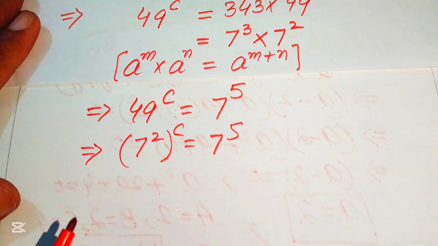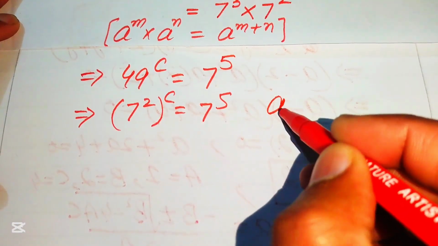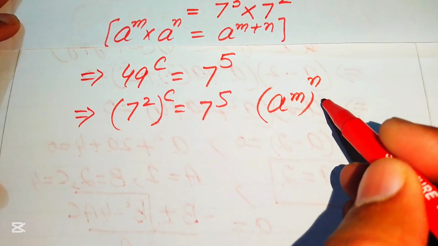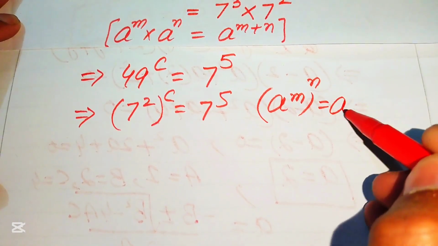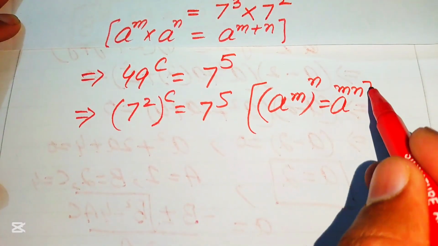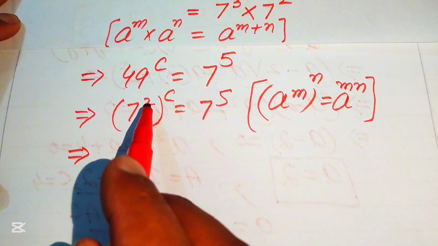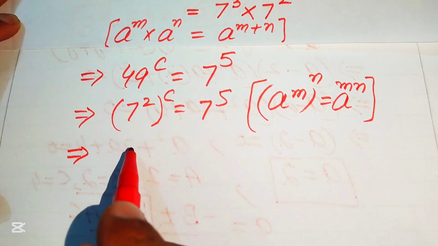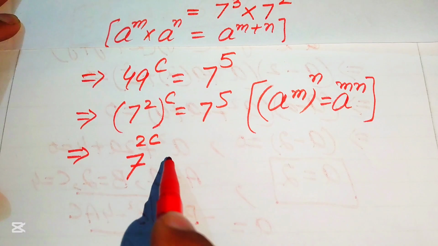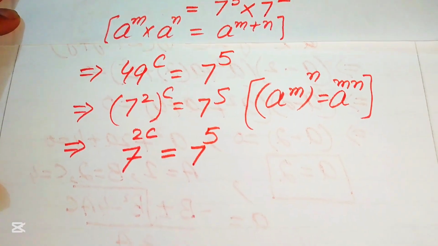After this step, we need to multiply these two exponents according to this exponent law. If we have a to the power of m to the power of n, it is equal to a to the power of m multiplied by n. So now we apply this exponent law on the left hand side, and we multiply these two exponents, and it will be written as 7 to the power of 2c equals 7 to the power of 5.